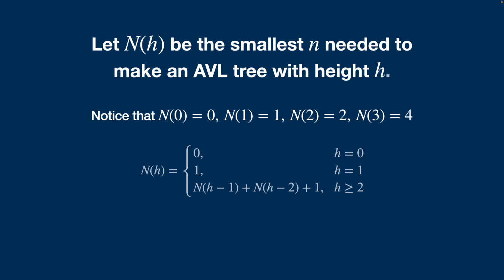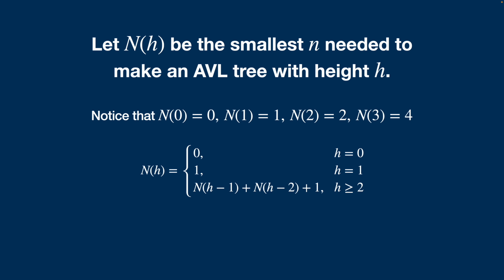But if we create a general formula for N of h, we're going to see that it takes on the value 0 when h is 0, 1 when h is 1, and then it takes on the value N of h minus 1 plus N of h minus 2 plus 1 for h greater than or equal to 2.